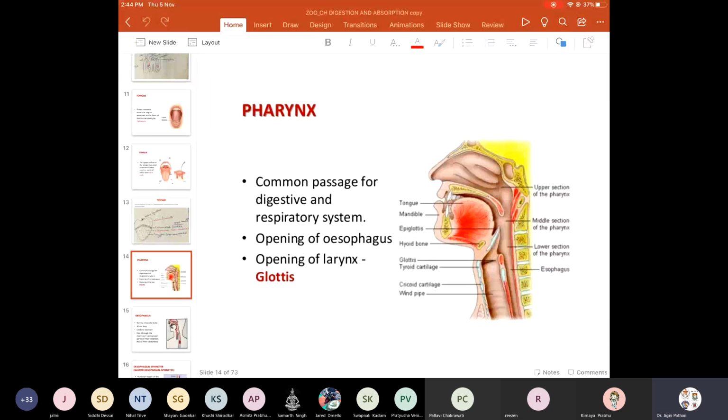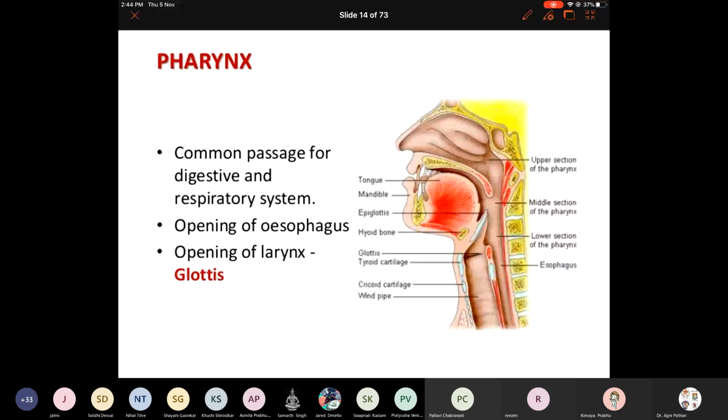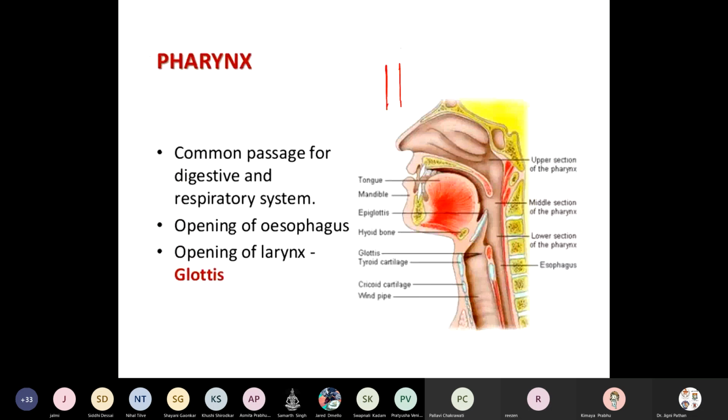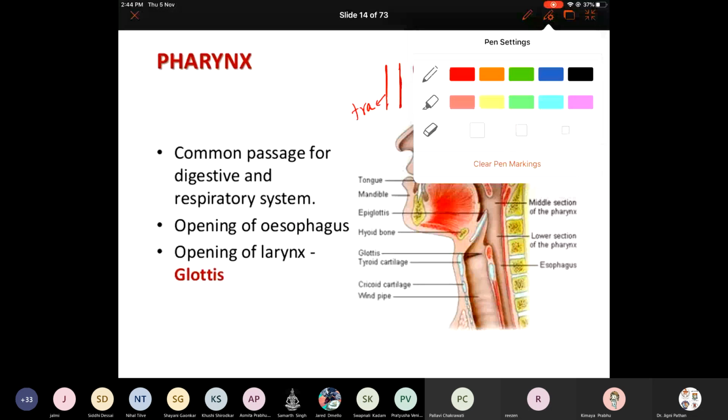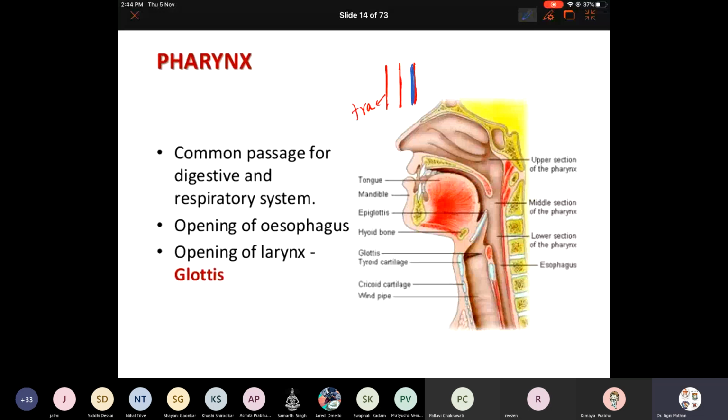Now, what is epiglottis? Somebody is asking me, right? Wait a minute. If this is trachea, and if this is esophagus, you know the opening of esophagus is called what? Gullet, right? Opening of trachea is called glottis.